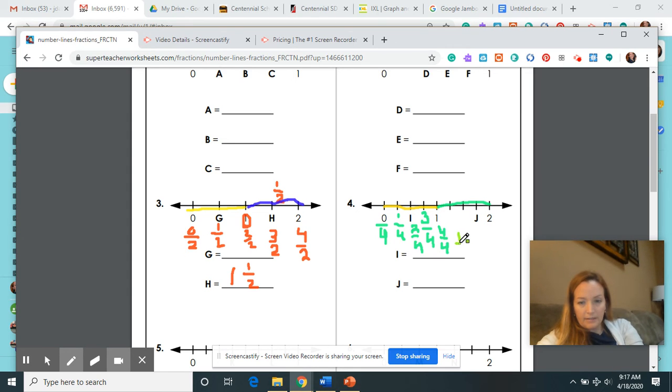Now J is plotted beyond the 1. So I can go ahead, and I know it's 1. The partitions are also 4, so I can go ahead and plot 1/4, 2/4.